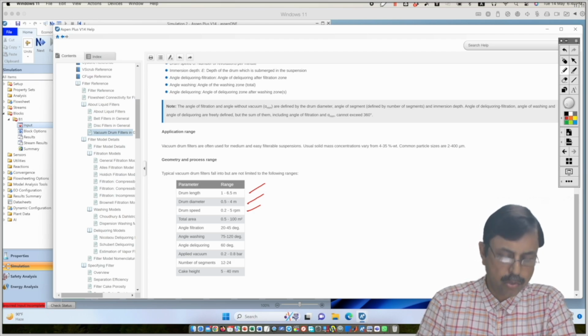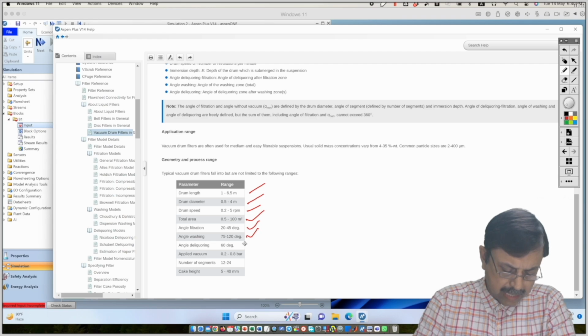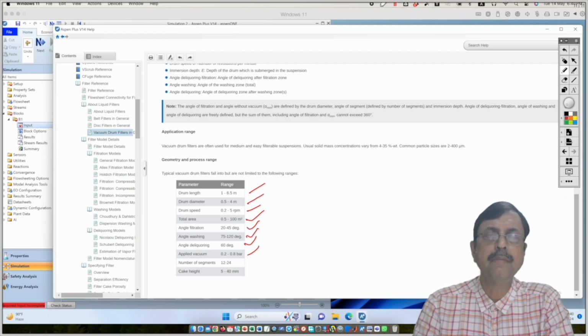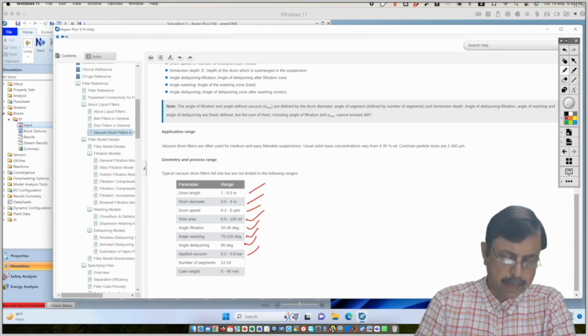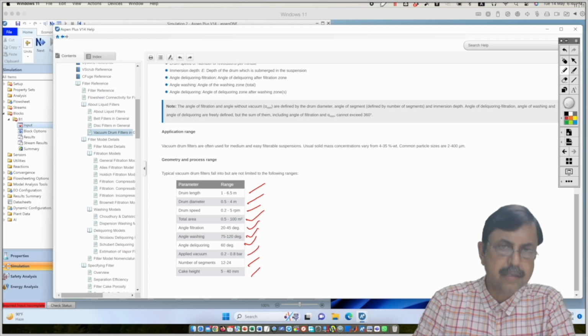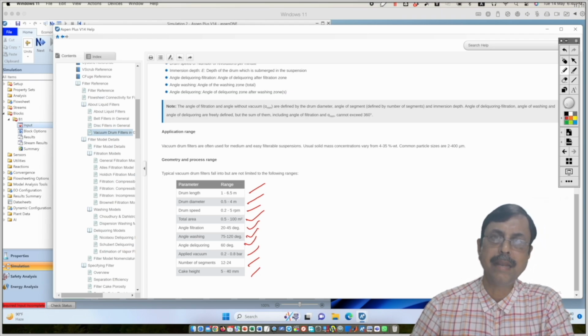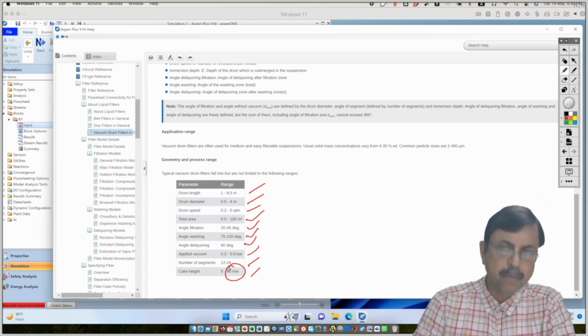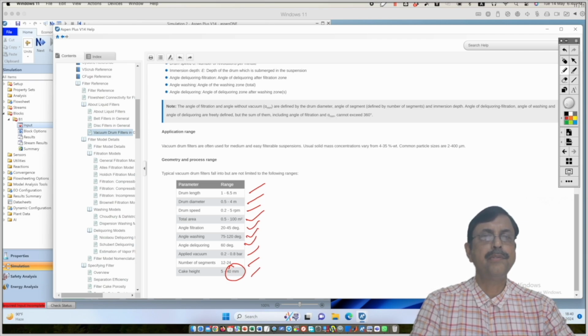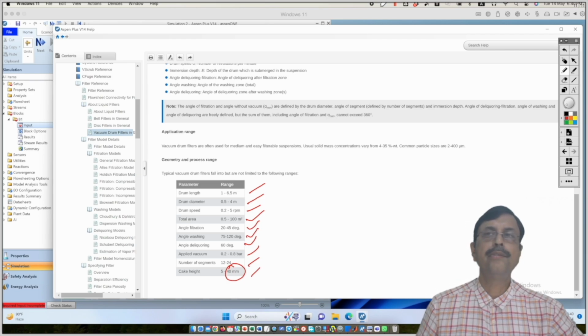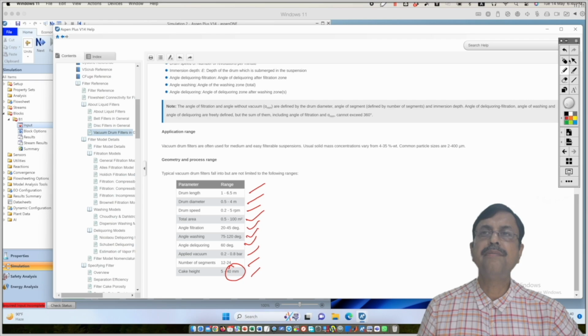Then total area, angle of filtration, angle of washing, angle of deliquoring, applied vacuum, how much vacuum has to be applied for good filtration. Okay, the number of segments, cake height. So cake height should be at least 5 millimeters for the scraping to happen, and it should not go beyond 40 millimeters because filtration cannot proceed beyond that cake height. So this is about the vacuum drum filter.